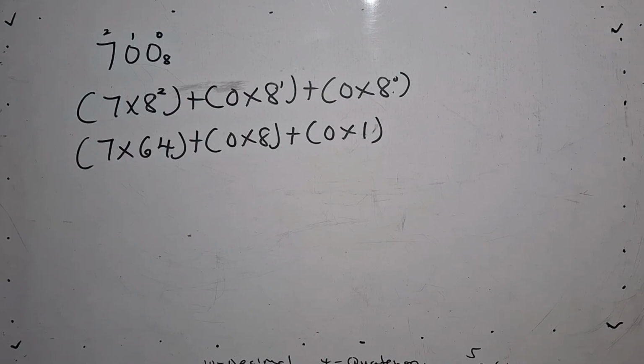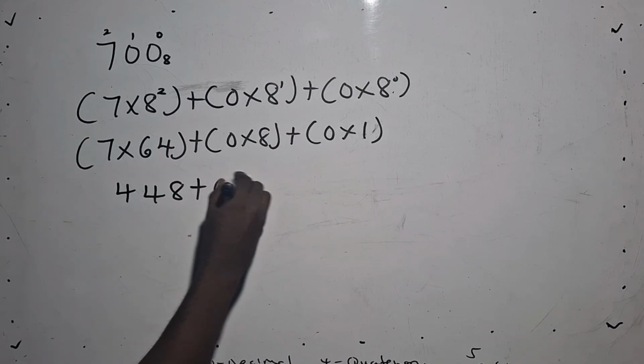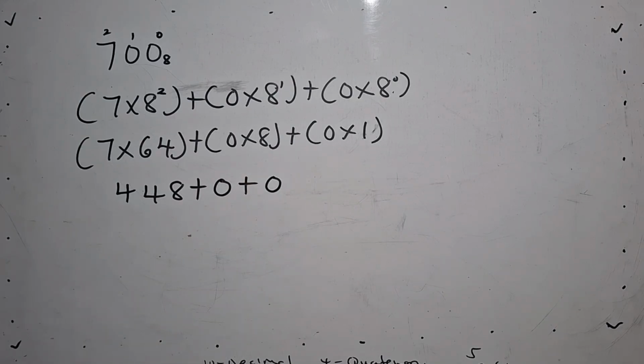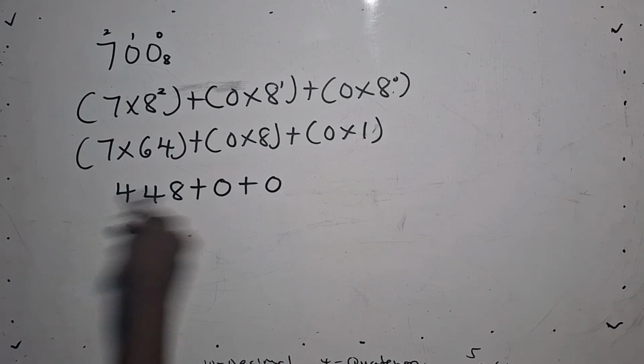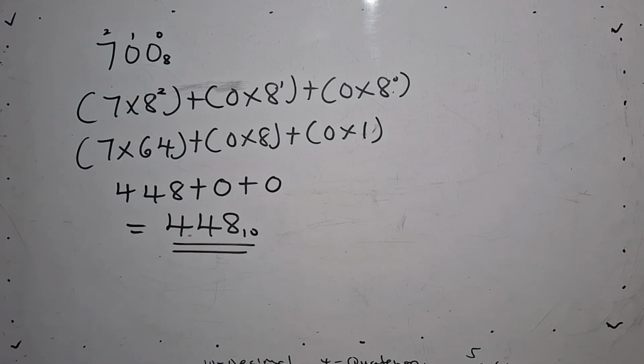7 times 64 will give us 448, plus 0 here plus another 0. Yes. So when we add this, we know it's going to give us 448 also in base 10. So sometimes when you see the question on the screen, you can pause the video, solve it, and check the solution to see if you get the correct answer. You know mathematics is constant practice. So let's take another question on this.